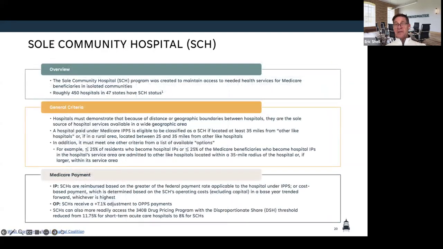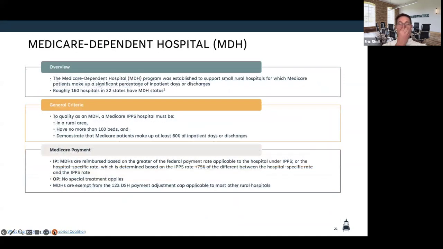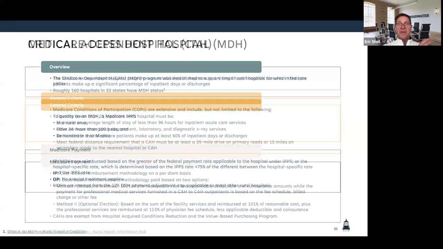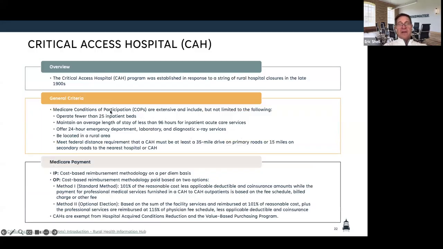That's not critical access hospitals. There's different types of rural hospitals out there. There's a Sole Community Hospital, with different criteria for them. It's all here on slide 20. There's a Medicare Dependent Hospital. Again, different criteria, a slightly different payment system on the inpatient side for Medicare. And then we have our critical access hospitals. And critical access hospitals, again, have to meet certain criteria. Many of us are critical access hospitals in Alaska.